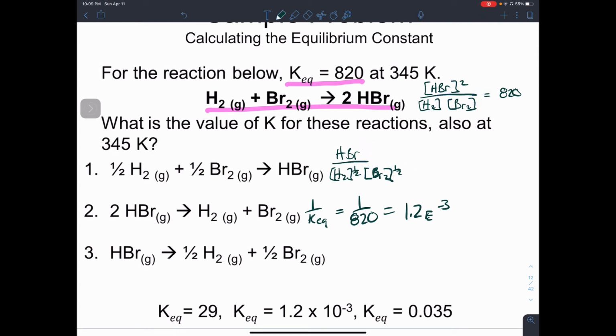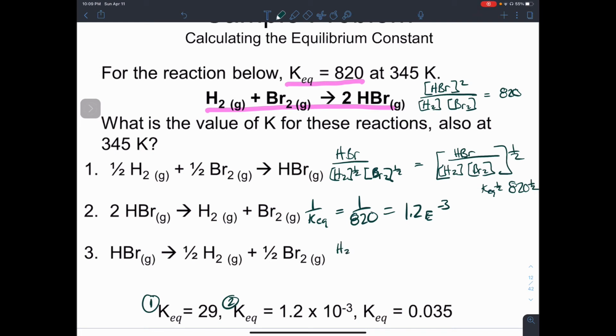So if we actually take this whole thing, we're really just raising the whole thing to the 1/2. So what that means is that we'll take the KEQ and raise it to the 1/2. So 820 to the 1/2, and that's going to give us this first value here. We already saw the second value there. So you can plug that into your calculator.